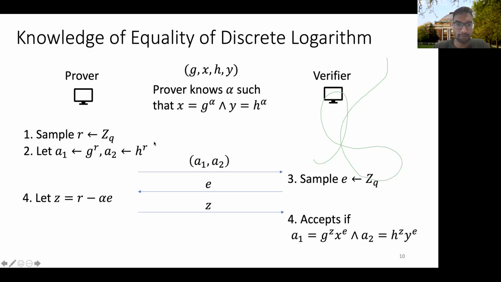Although we described this interactive variant of the protocol, we can make it non-interactive using the Fiat-Shamir heuristic, which says that instead of asking the verifier to send a challenge, the prover can compute the challenge himself by using a hash function or a random algorithm. So this is knowledge of equality of discrete logarithm. If you only want equality of discrete logarithm, you can use pairing-based primitives, which we use in our protocol.